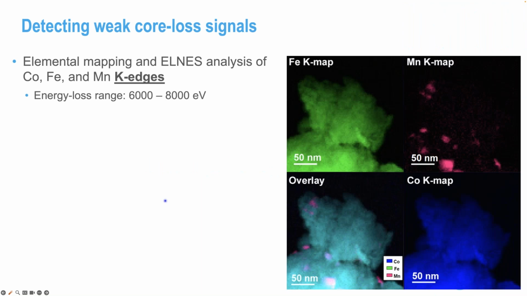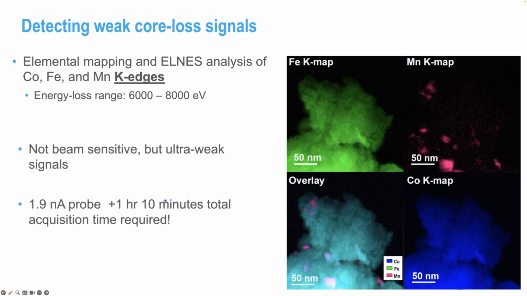So Andrew's gone and done elemental mapping and LNES analysis of cobalt, iron, and manganese K edges. So not L edges, he's looking at K edges. The energy loss range that he targeted is 6,000 to 8,000 eV. So super high energy loss. Now this sample is just a mixed iron cobalt oxide. So it's not beam sensitive, but these signals are ultra weak, with very, very low scattering in these transition metal K cross sections.